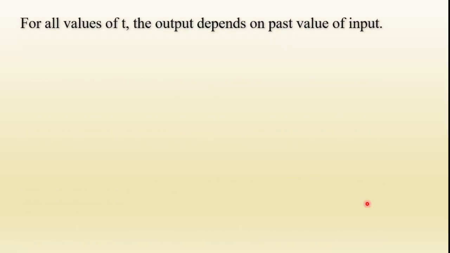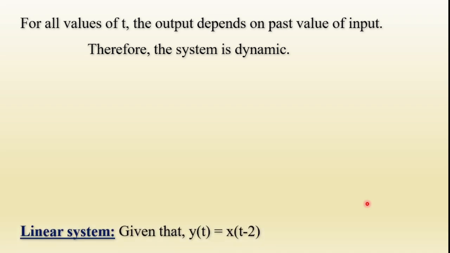So therefore for all values of time t, that is, for t from minus infinity to plus infinity, the output of the system depends on past values of the input. Therefore the given system is dynamic system. So this is the procedure we can use to check whether a system is static or dynamic.